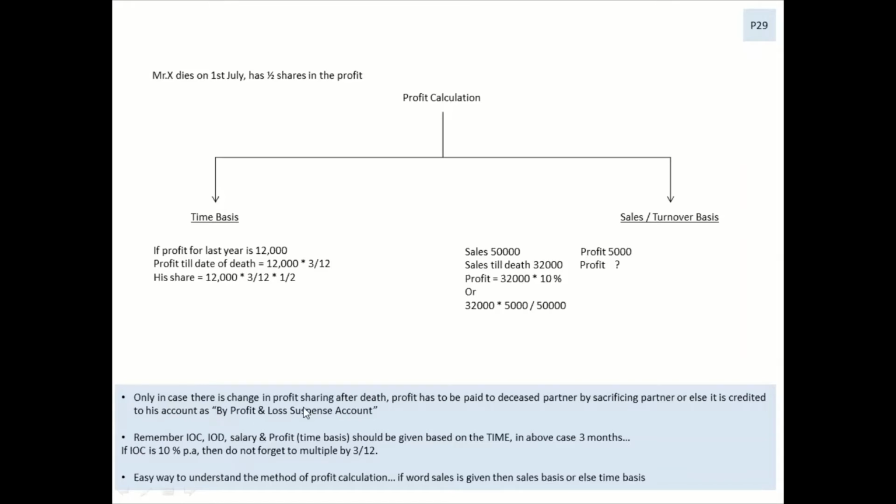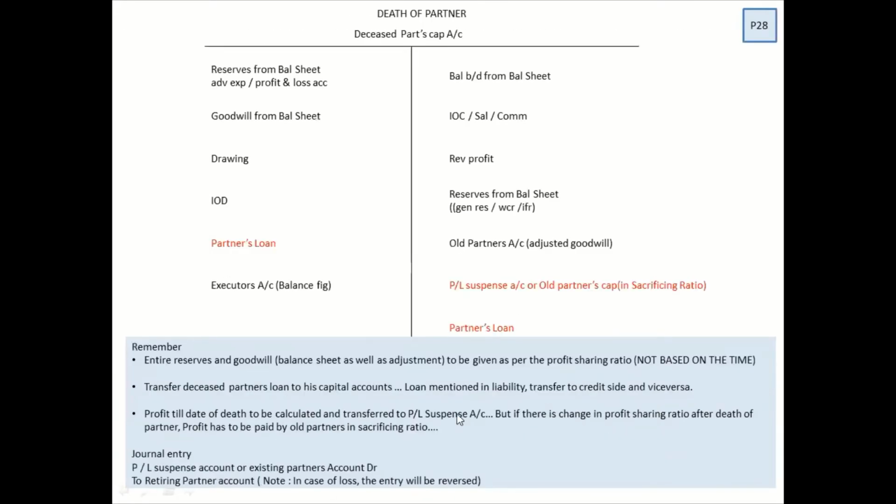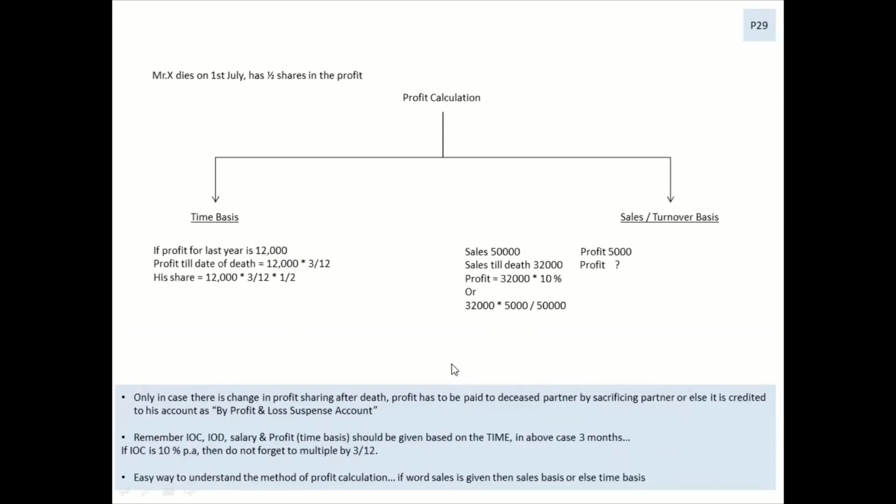Only in case there is a change in profit sharing after death, profit to be paid to deceased partner would be by the sacrificing partner, or else you credit the P&L suspense account. This is something which we learned over here. In the first slide, I told you the same thing, I have repeated. This usually comes as a theory part. That is why I have repeated it in two places.